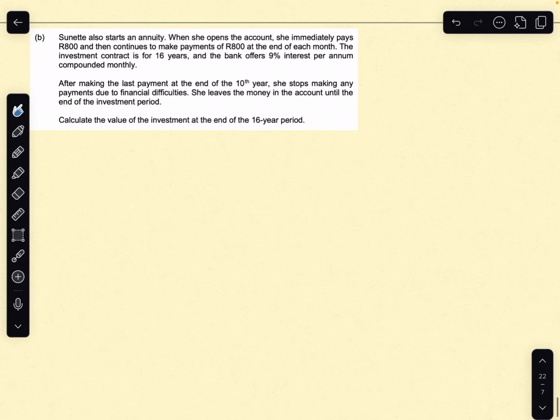Right, next up it says Sunette also starts an annuity. So this is an investment where she's going to be making a recurring deposit, say monthly. When she opens the account, she immediately pays 800 rand and then continues to make payments of 800 rand at the end of each month. The investment contract is for 16 years and the bank offers 9% interest per annum compounded monthly.